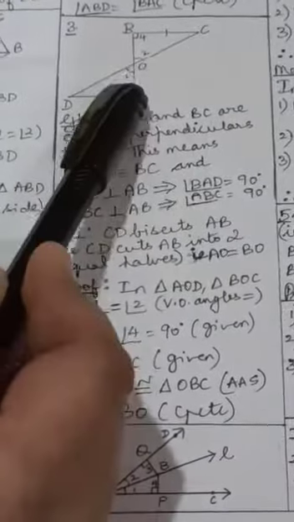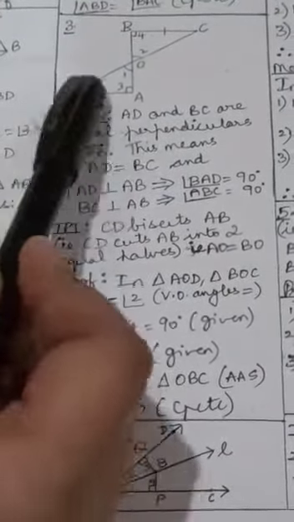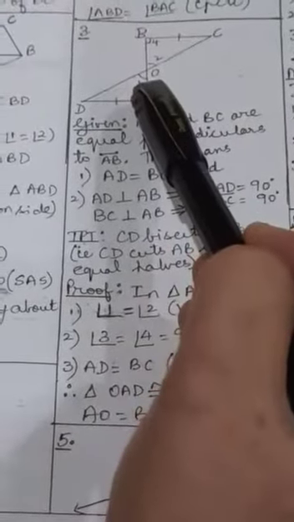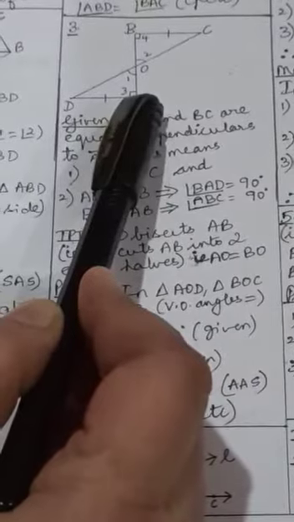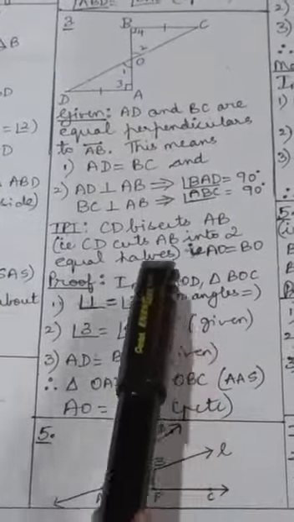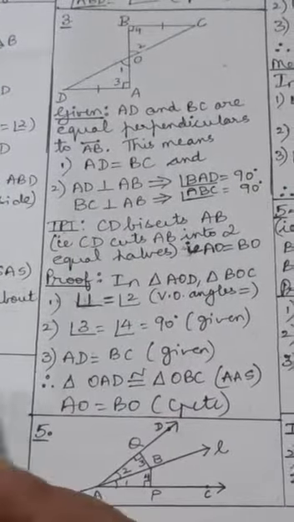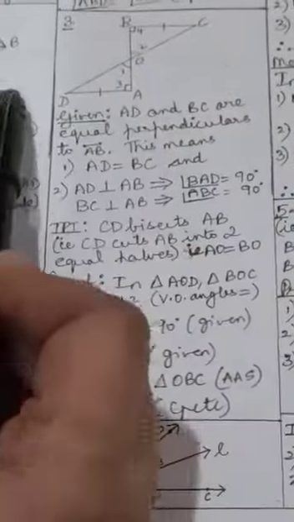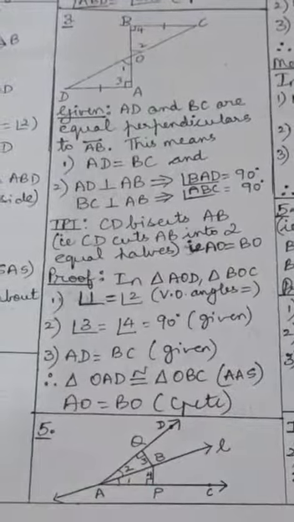Where do the two lines meet? At this point A. AD is nothing but DA. AB is nothing but BA. The two line segments meet at this point A. There the angle formed is 90 degrees because they are perpendicular to each other, which means angle BAD is 90 degrees. Angle BAD is 90 degrees.